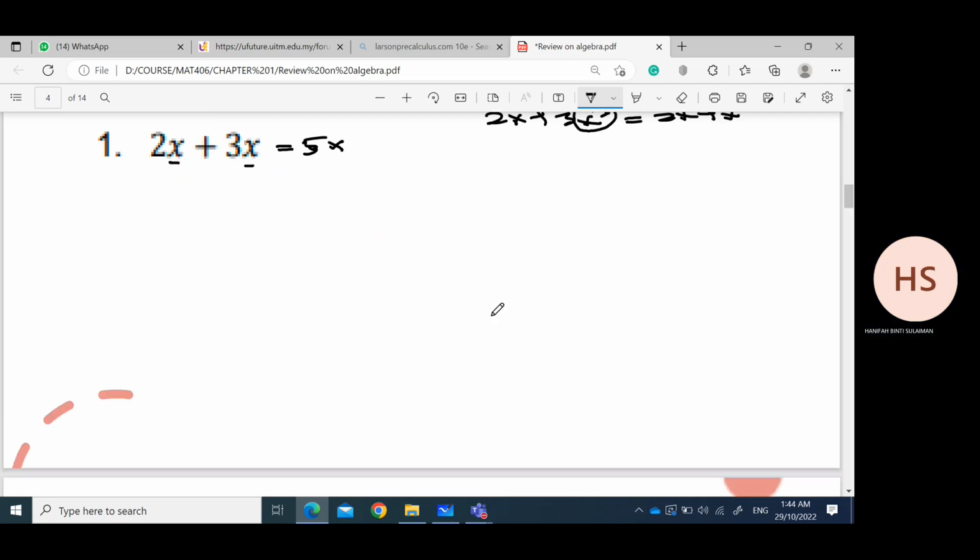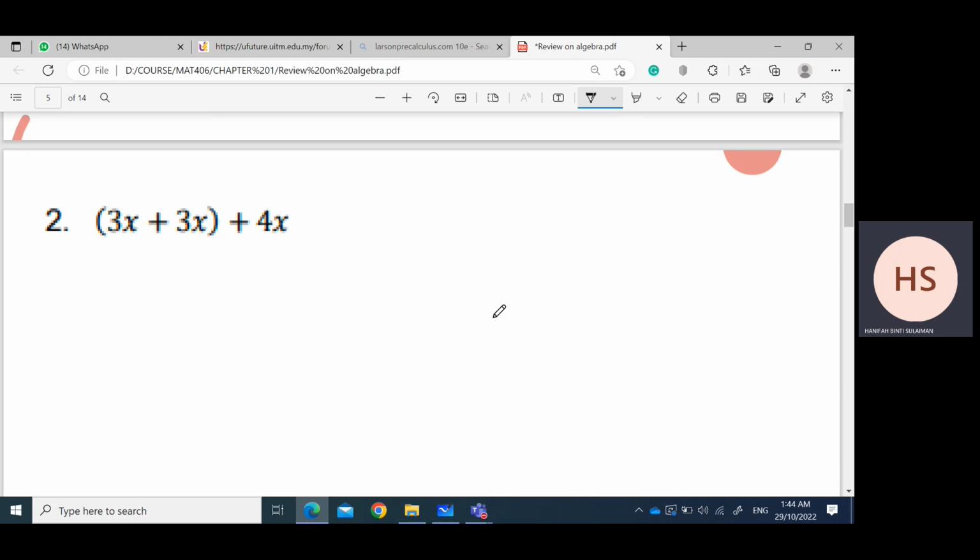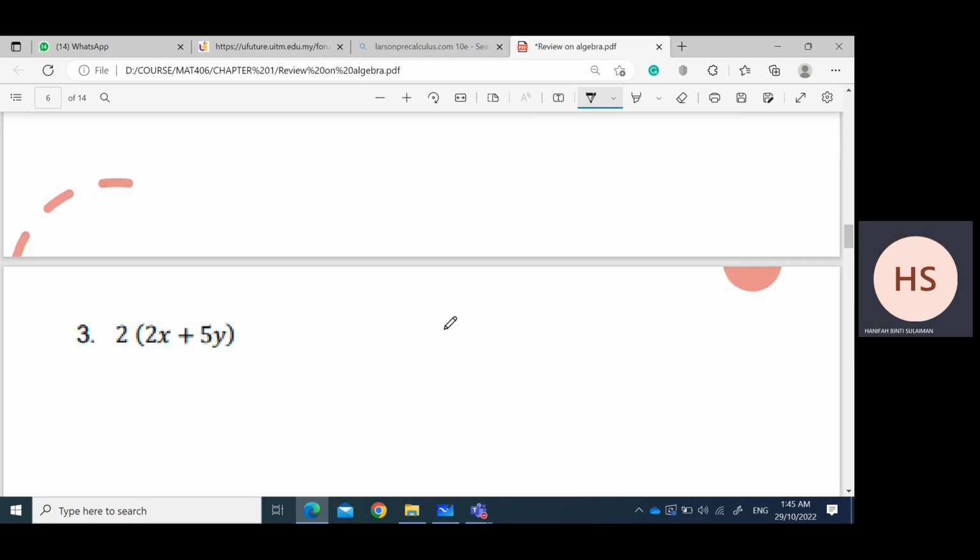Okay. Alright, so example 2. So this one, if we have this bracket, then we need to solve it first. Okay, so it is equivalent with 3x plus 3x. So we have 6x. So 6x plus 4x. Then here we have 10x. Okay, this because we have a same unknown, which is x. All right, so number 3.